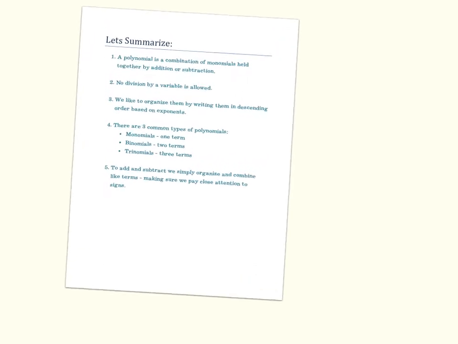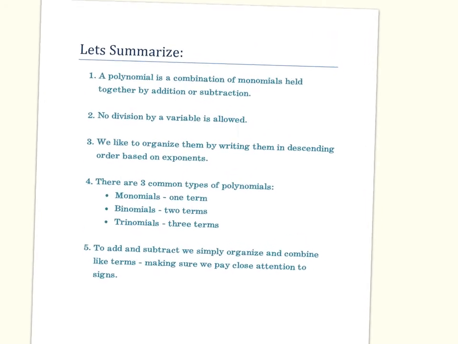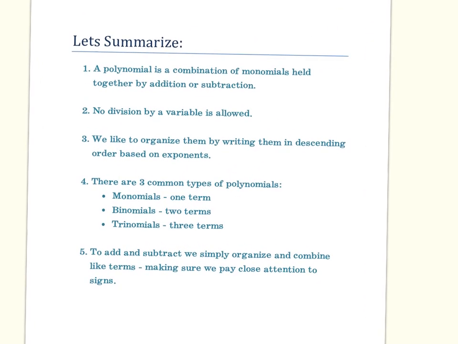So let's summarize. A polynomial is a combination of monomials held together by addition or subtraction. And remember, no division by a variable is allowed. We like to organize them by writing them in descending order based on exponents. There are 3 common types of polynomials: monomials with 1 term, binomials with 2 terms, and trinomials with 3 terms. Adding and subtracting them is really no trouble. We simply organize them and combine like terms, making sure we pay close attention to the signs. Aside from that, that's really all you need to know from this lesson.